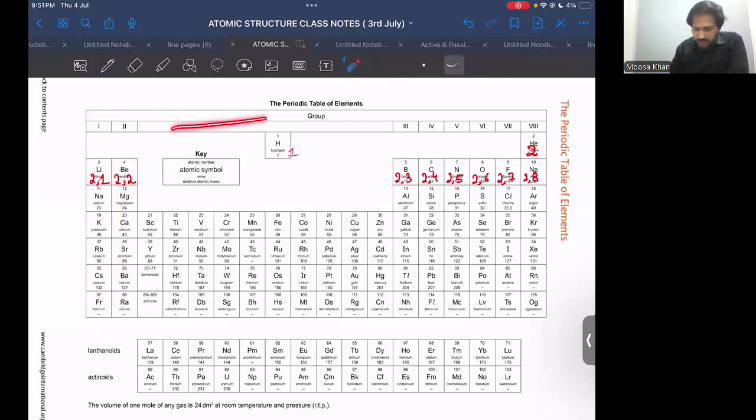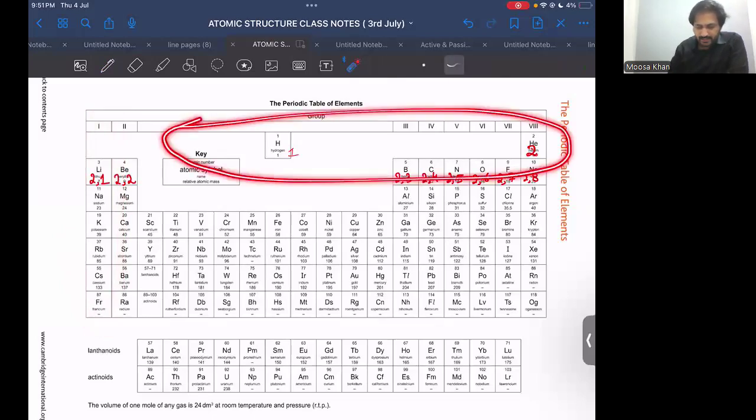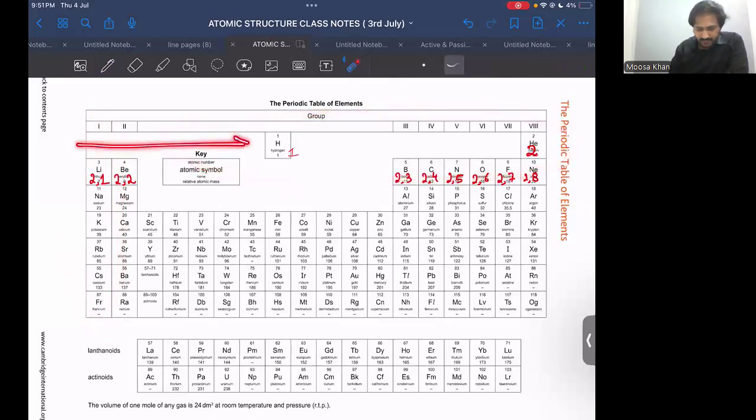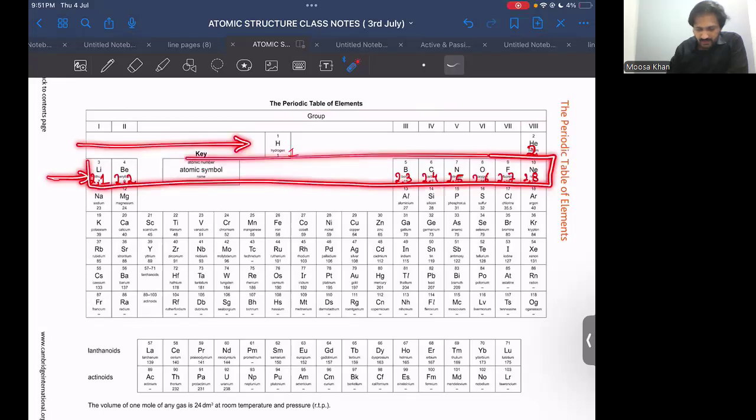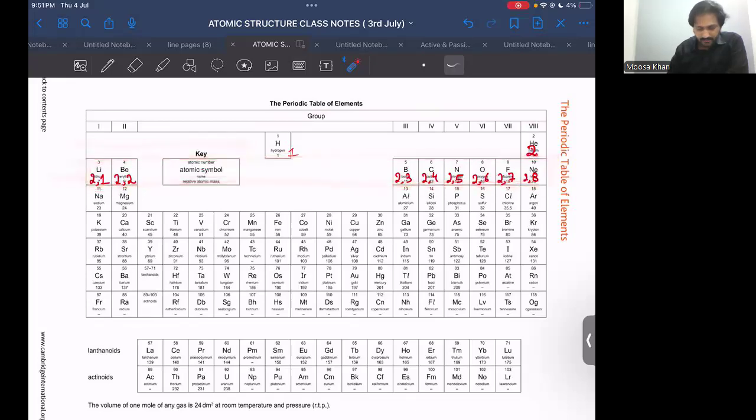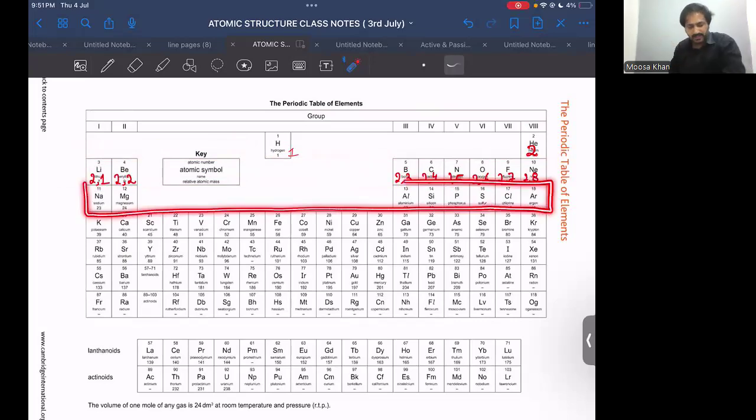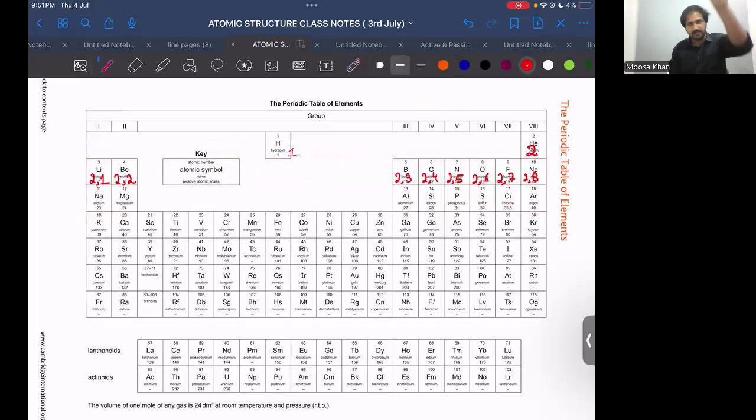And the horizontal rows, like hydrogen and helium, this is the first row of the periodic table. Then the second row is that which has lithium, beryllium, boron, carbon, nitrogen, oxygen, fluorine, neon. This is the second row of the periodic table. The third row is that row which has elements sodium, magnesium, aluminium, silicon, phosphorus. The horizontal rows of the periodic table are known as periods, and the vertical columns of the periodic table are known as groups.